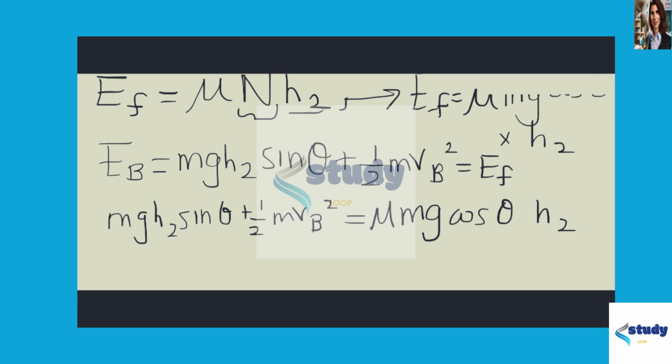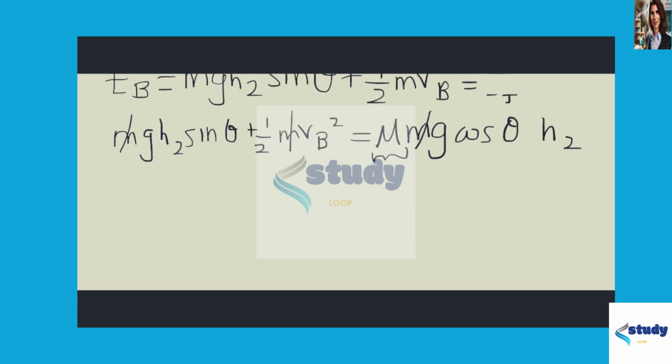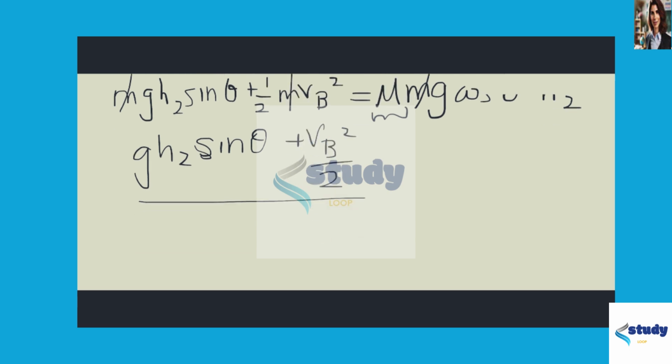So now what we have is an equation where we can cancel all the m's out, as you can see, and solving for mu, this gives us gH2 sine theta plus vB squared over 2, all over H2 g cosine theta, which gives us mu. Plugging in the values for all these quantities that we have, we find that mu equals 0.893.